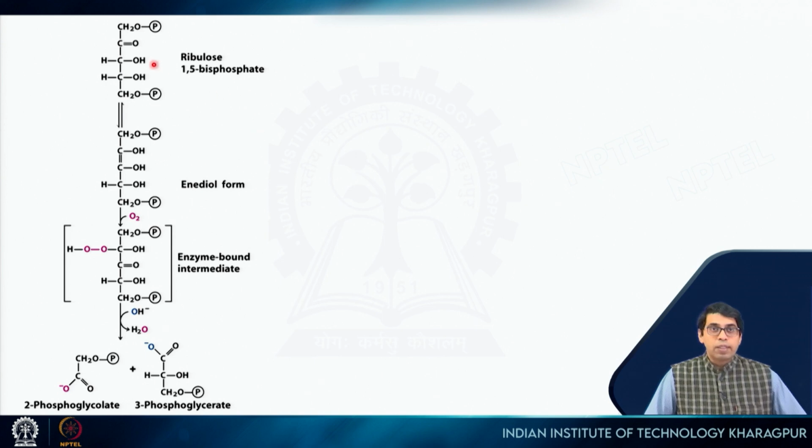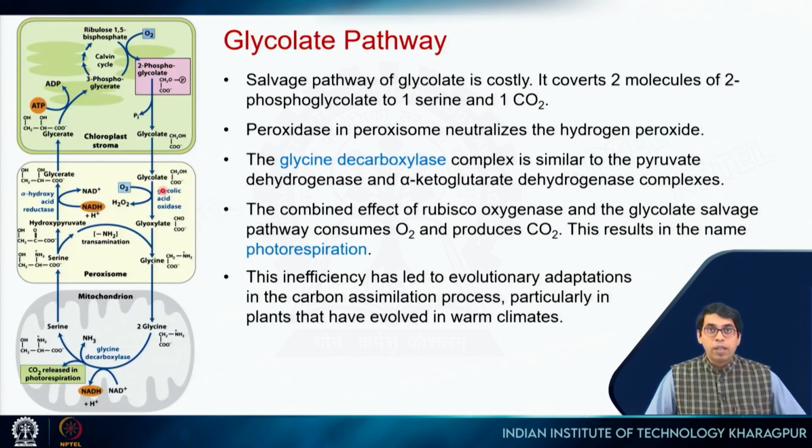So, this is the reaction, ribulose 1,5 biphosphate, right. So, this is the enol form that we saw. Now, oxygen binds here instead of carbon dioxide, and then it produces these two molecules. So, this is the good product 3-phosphoglycerate which can be used, but this is the useless metabolite which is 2-phosphoglycolate. Okay. So, this has to be somehow salvaged, and the salvage pathway is called the glycolate pathway.